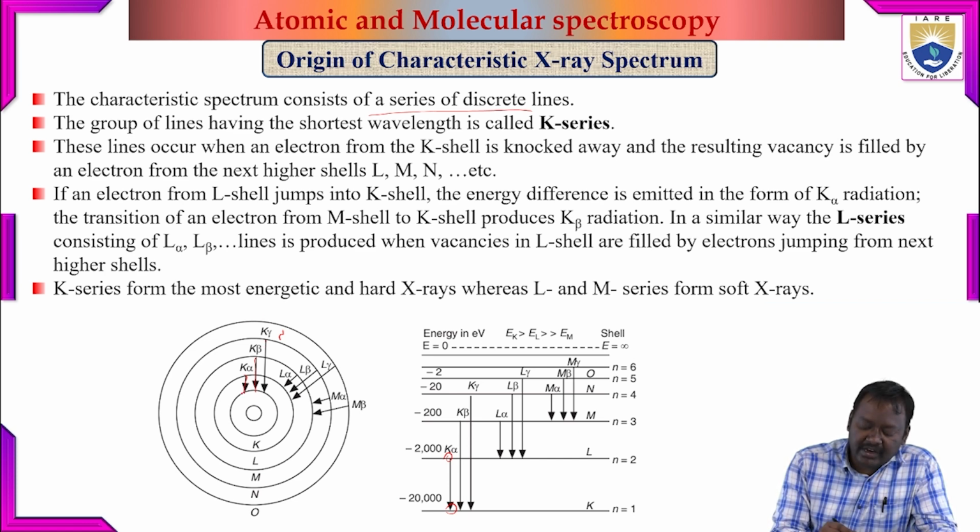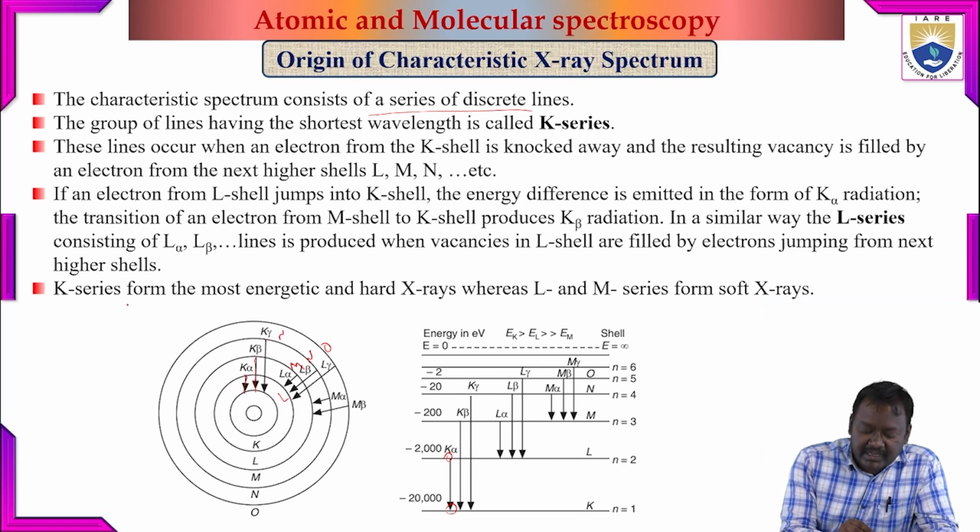So similarly, we can form a series. There are several different lines, K alpha, K beta, K gamma. These lines are called the K series. And similarly, when electrons jump from higher orbits like M, N, O to the lower shell L, there are also X-ray lines called L alpha, L beta, L gamma, and the entire series is called the L series. There is also an M series.